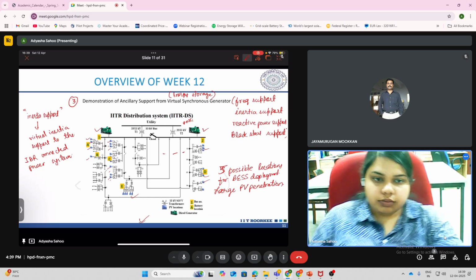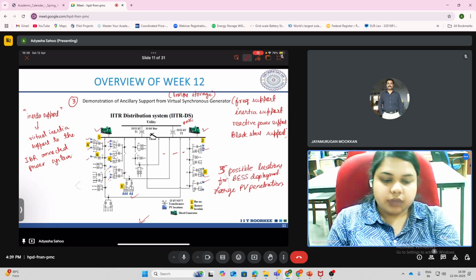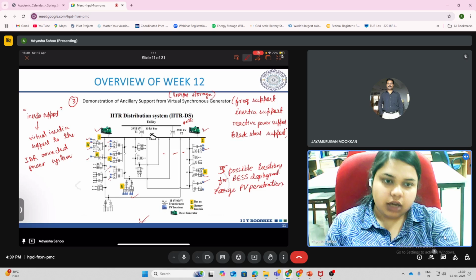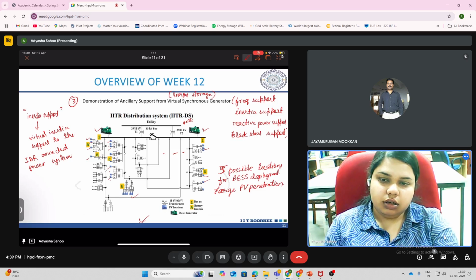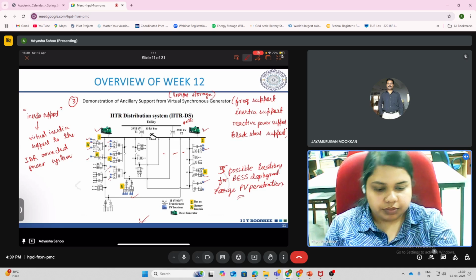Now, these PV are intermittent sources, we know very well. So they can basically challenge the system operation in case of voltages also. So to manage them, we have to deploy a battery in the system.